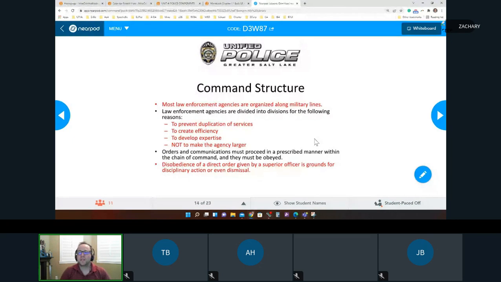Okay, command structure. Most law enforcement agencies are organized along almost military lines. Okay, this is to prevent duplication of services, to create efficiency, to develop expertise, and not to make an agency larger. Disobedience of a direct order given by a superior officer is grounds for disciplinary action or even dismissal.